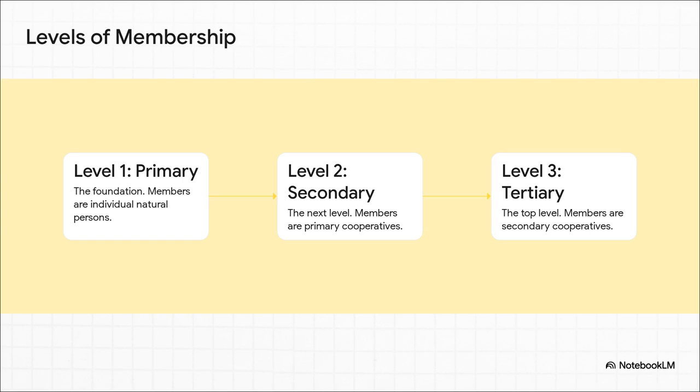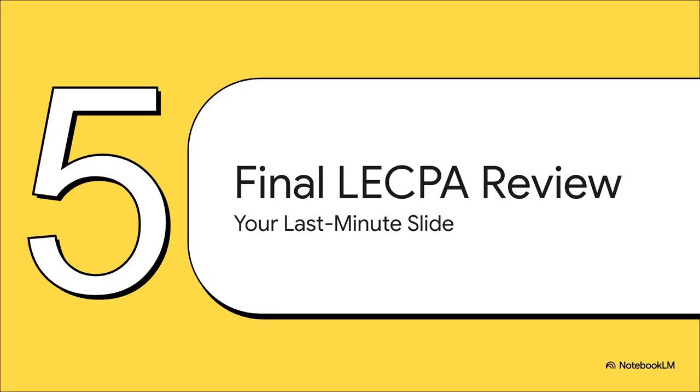At the bottom, at the foundation, you have primary co-ops. The members here are individual people, like you and me. Now, when a bunch of those primary co-ops team up, they form a secondary co-op. And when a bunch of those secondary co-ops join forces, they form a tertiary co-op at the very top. Just remember the flow. People form primaries, primaries form secondaries, and secondaries form tertiaries. That's the whole pyramid.